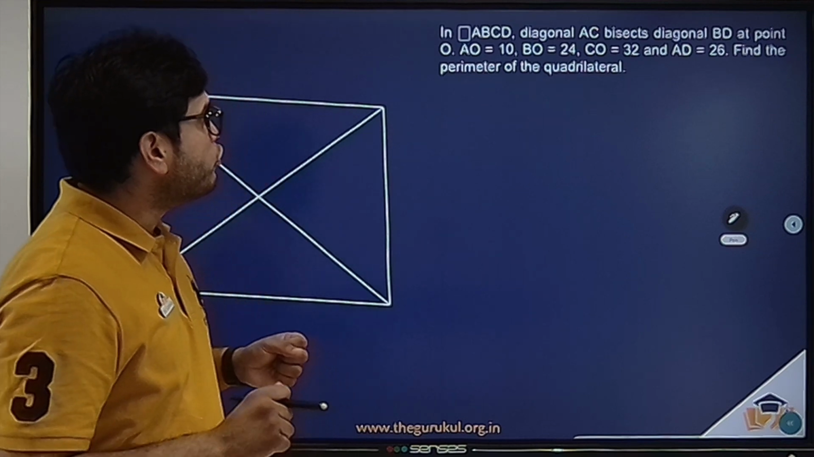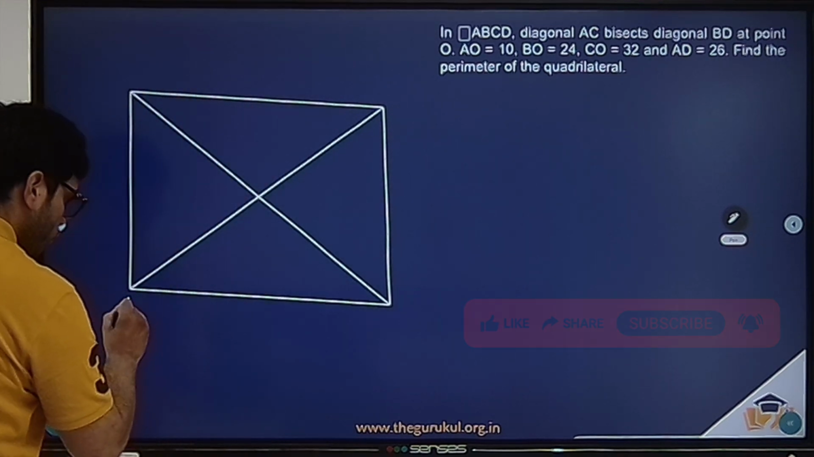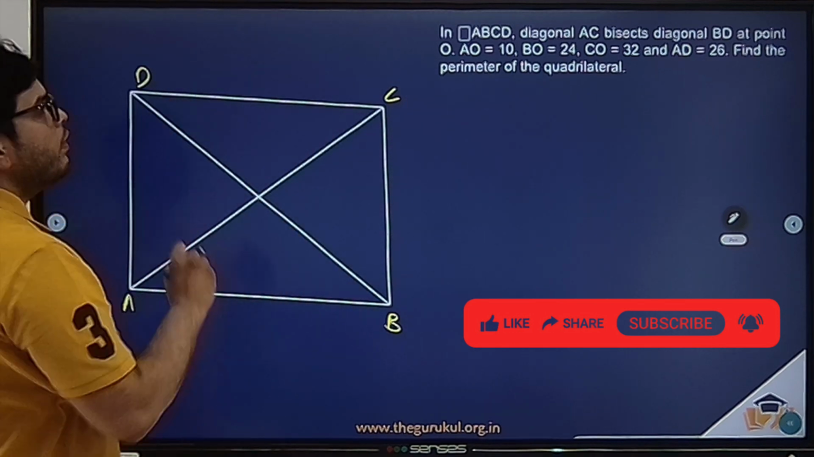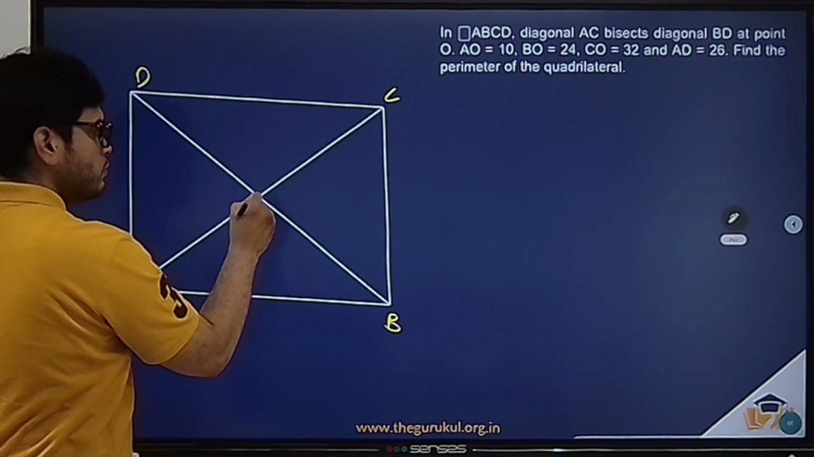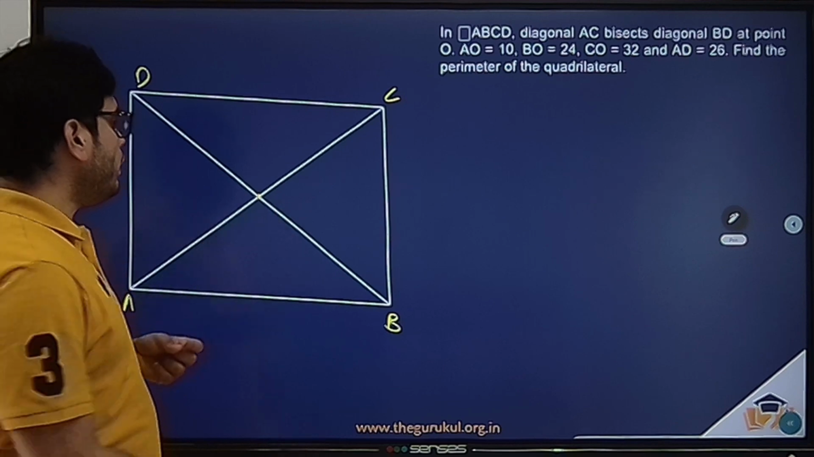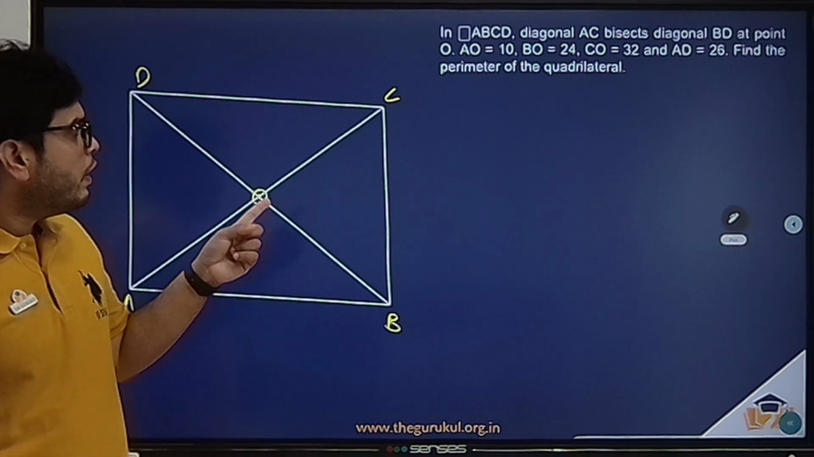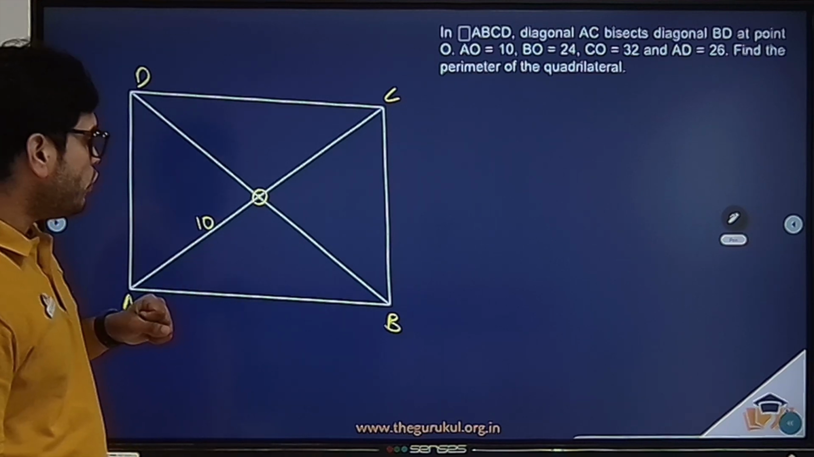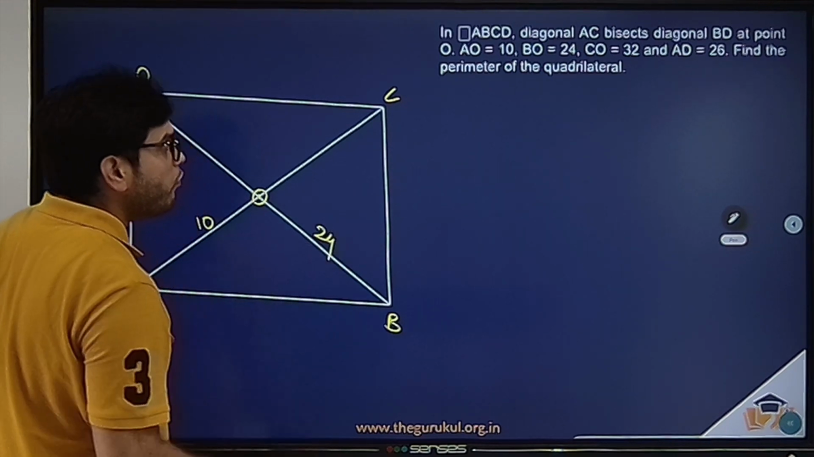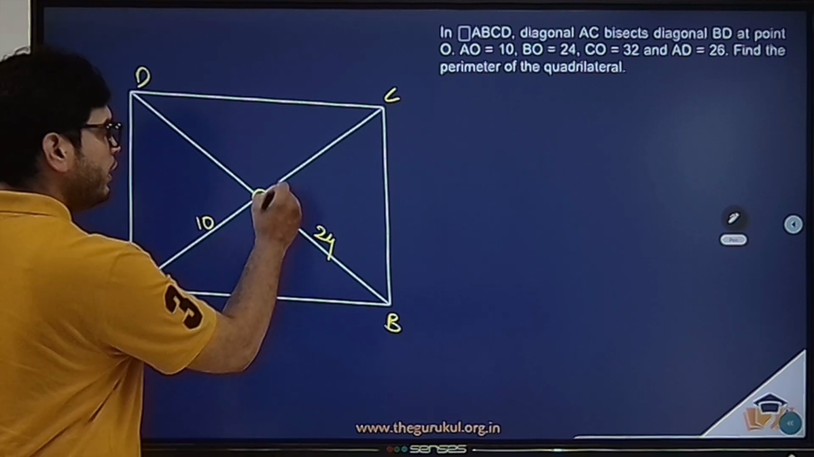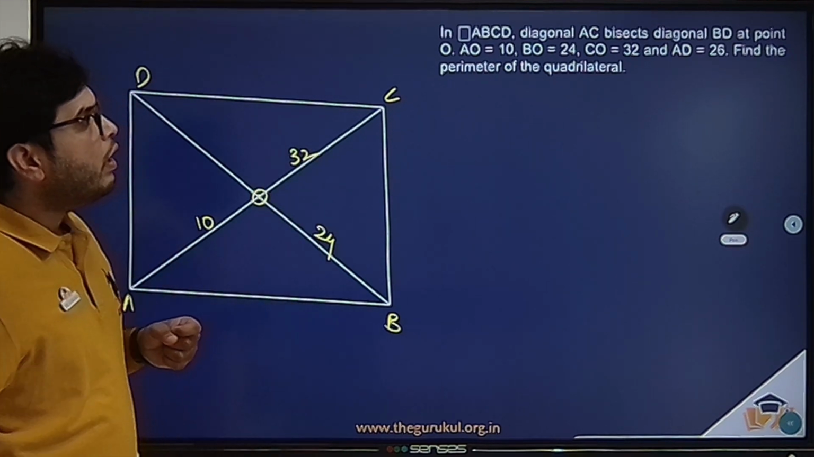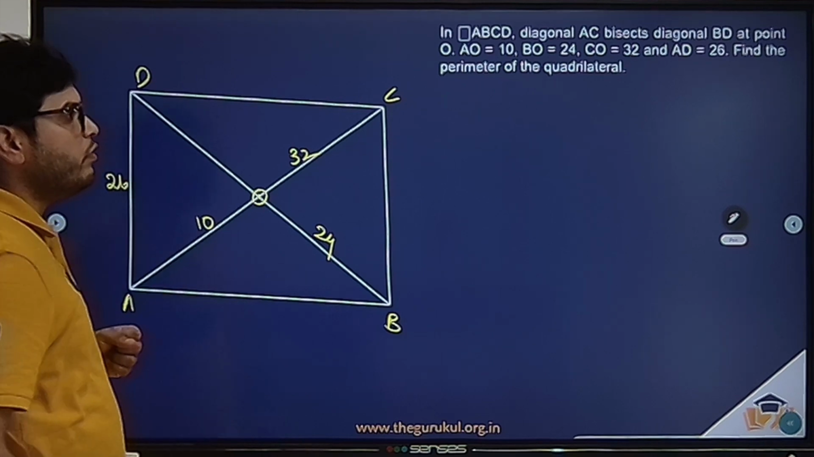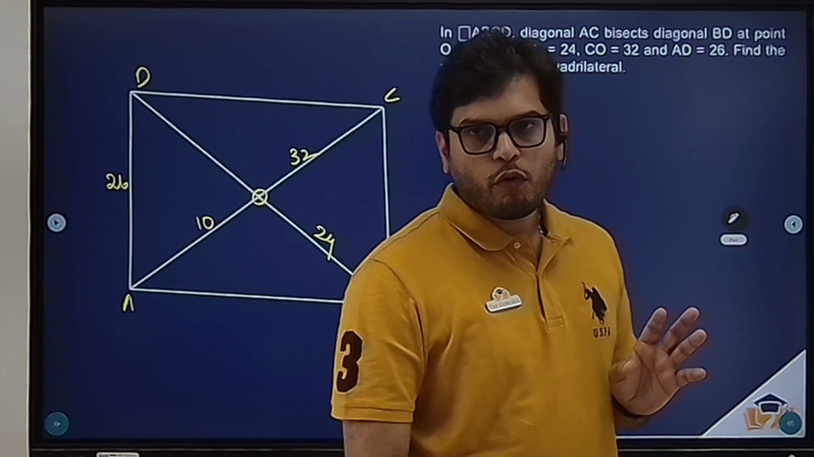Now coming to the fifth question, in quadrilateral ABCD, so this is A, let this be B, C and D, right? AC bisects BD at point O. Now this is point O. AO is equal to 10. Now this is 10. BO is equal to 24. This is 24. CO is equal to 32. Now this is 32. And AD is equal to 26. Now AD is equal to 26. Now find the perimeter of the quadrilateral.